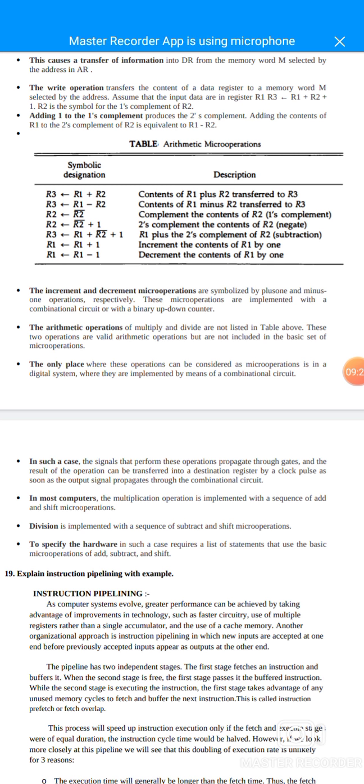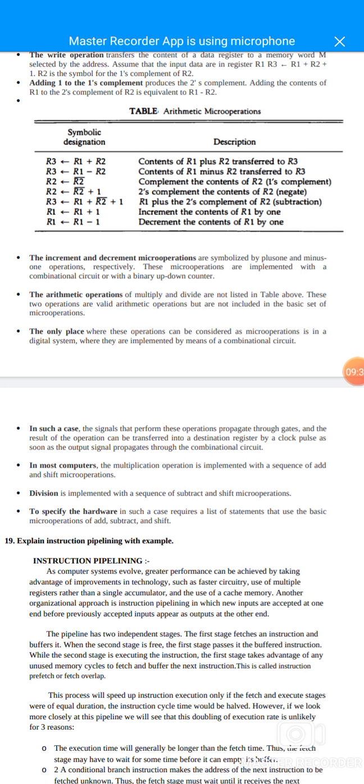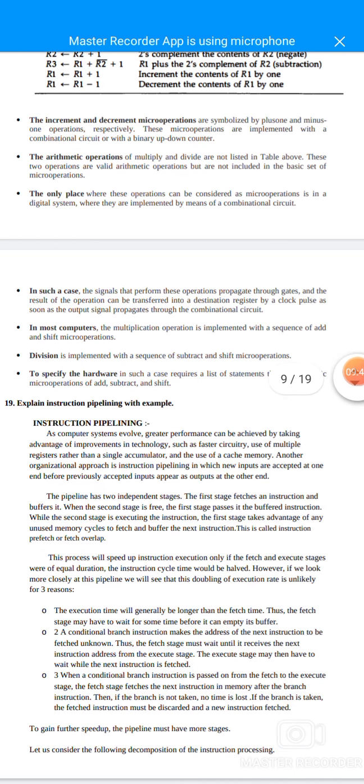The arithmetic operations of multiply and divide are not listed in the table above. These two operations are valid arithmetic operations but are not included in the basic set of micro operations. The only place where these operations can be considered a micro operation is in a digital system where they are implemented by means of a combinational circuit. In such cases, the signal that performs this operation propagates through gates, and the results of the operation can be transferred into a destination register by a clock pulse as soon as the output signal propagates through the combinational circuit.